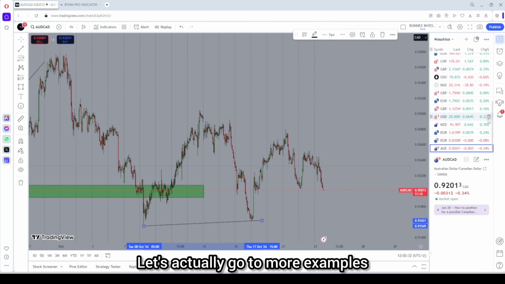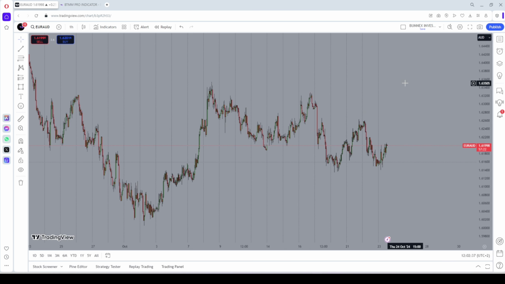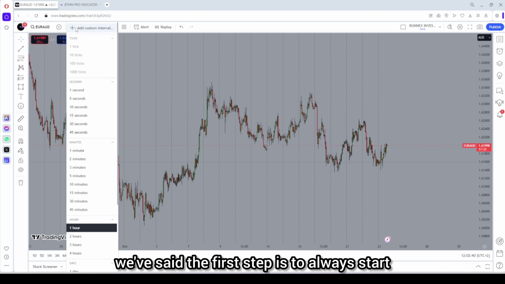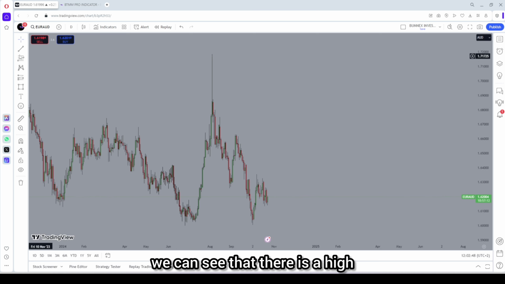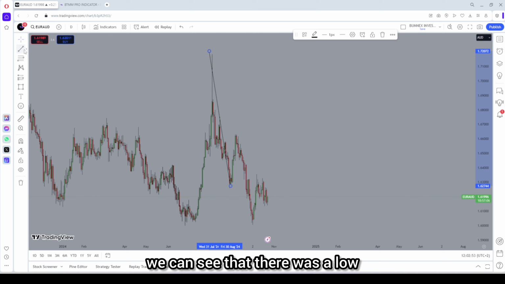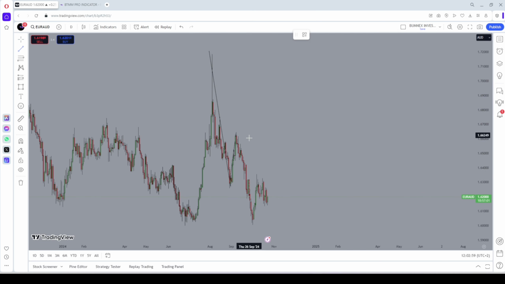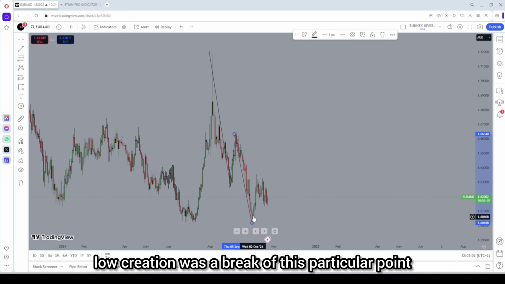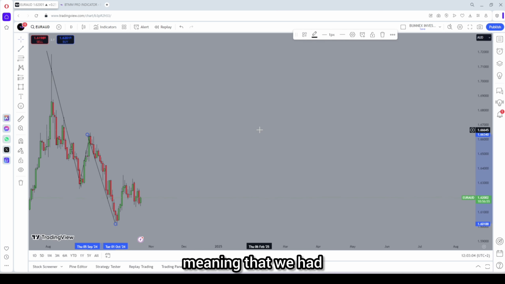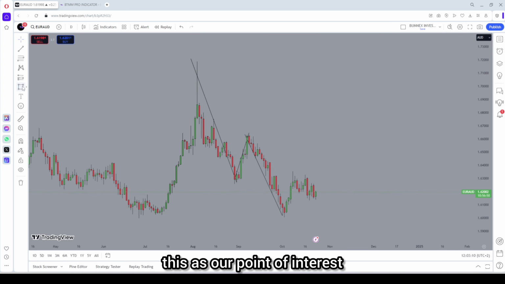Let's go to more examples. So this is Euro Aussie, and on Euro Aussie we've said the first step is to always start on the daily time frame. Going to the daily time frame, this is how it looks. We can see that there is a high. Then after that high, there was a low that was created, another high, and this low creation was a break of this particular point, meaning that we had this as our point of interest.